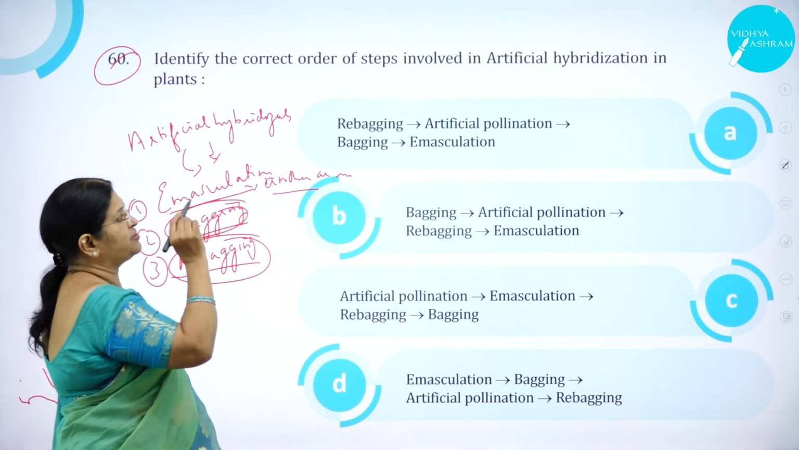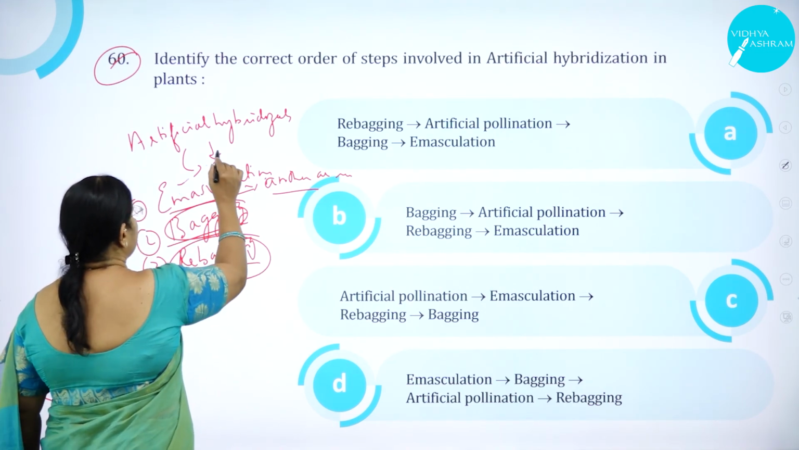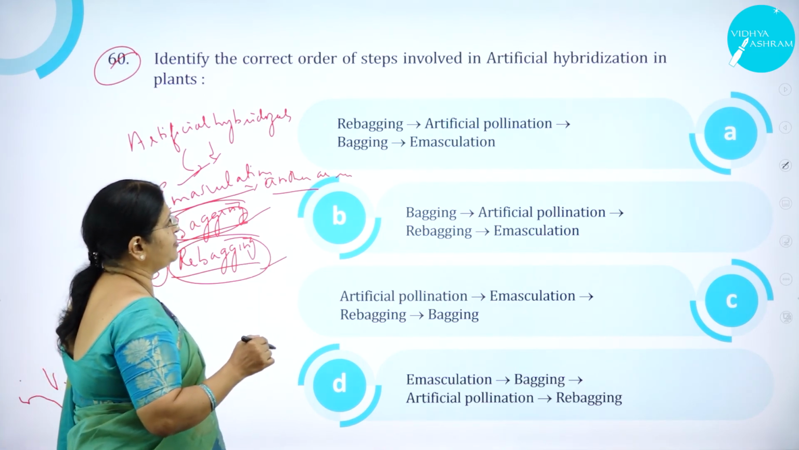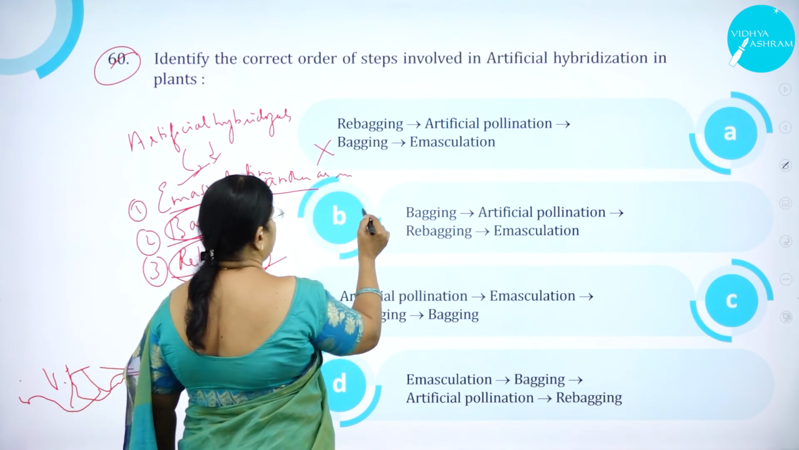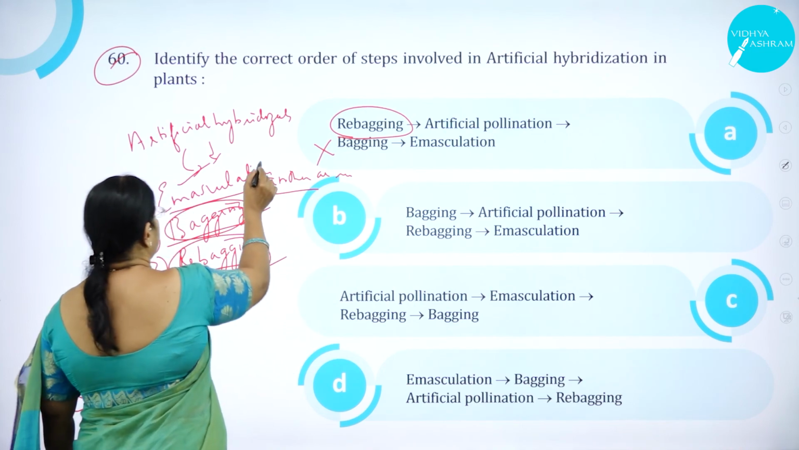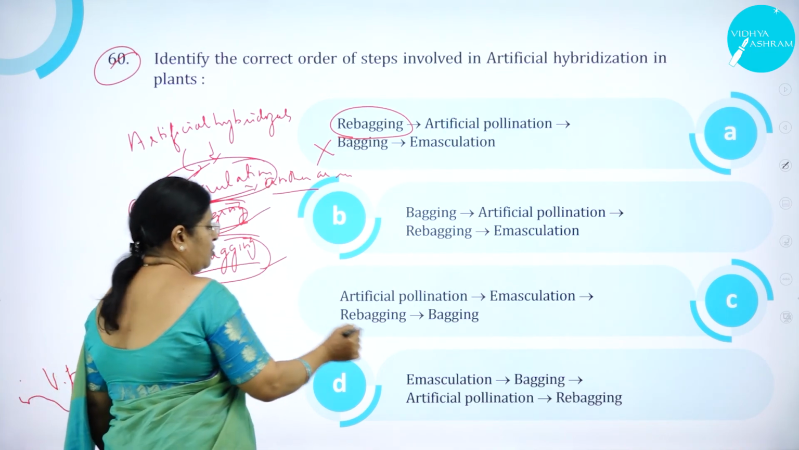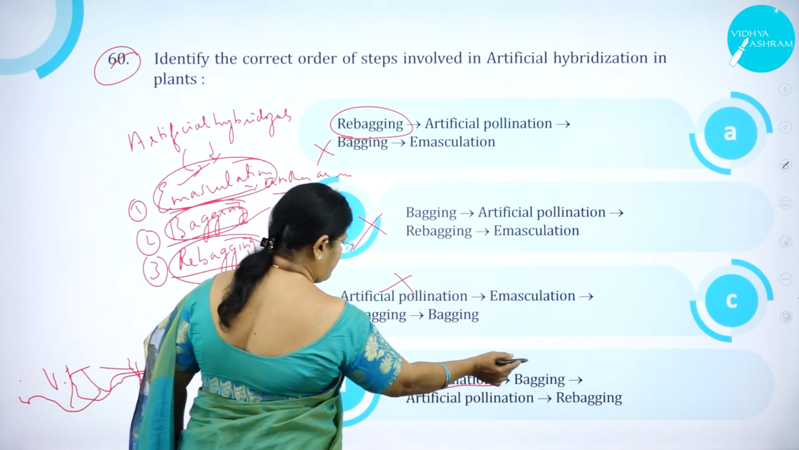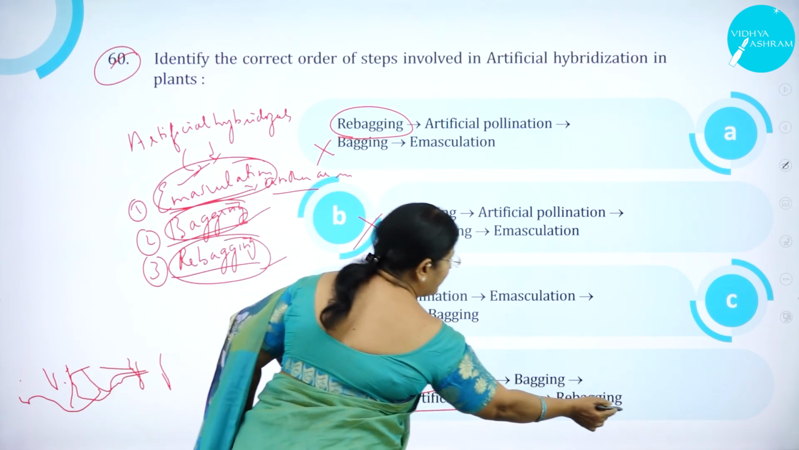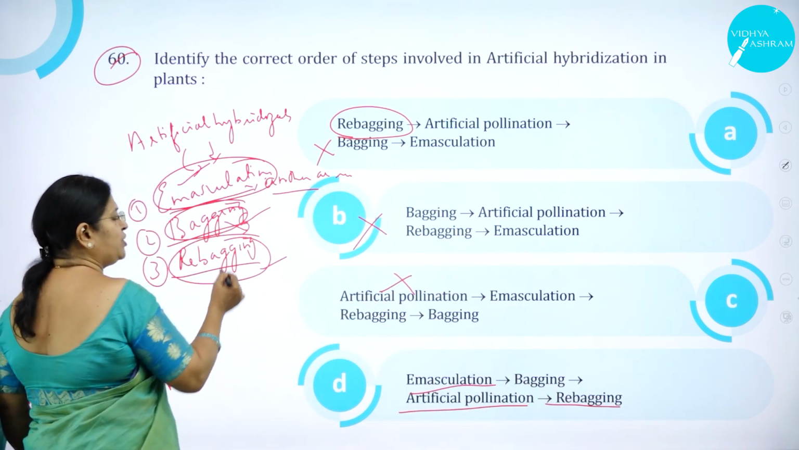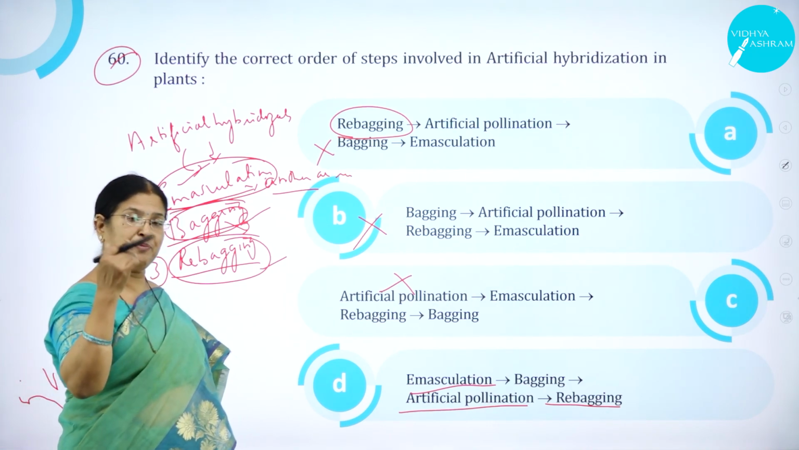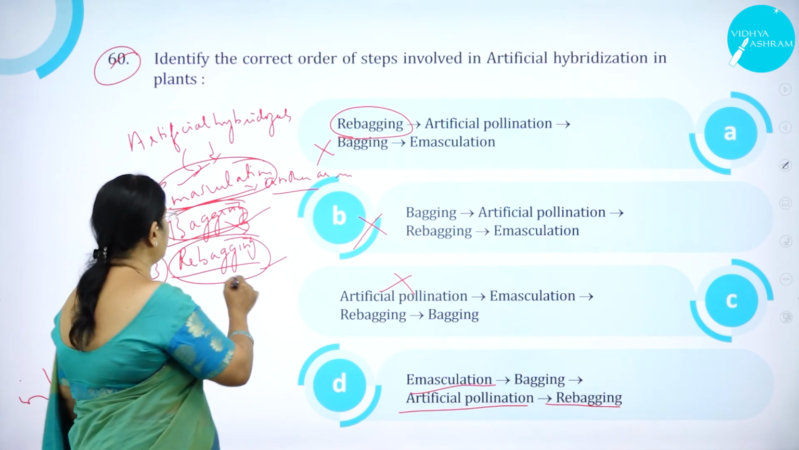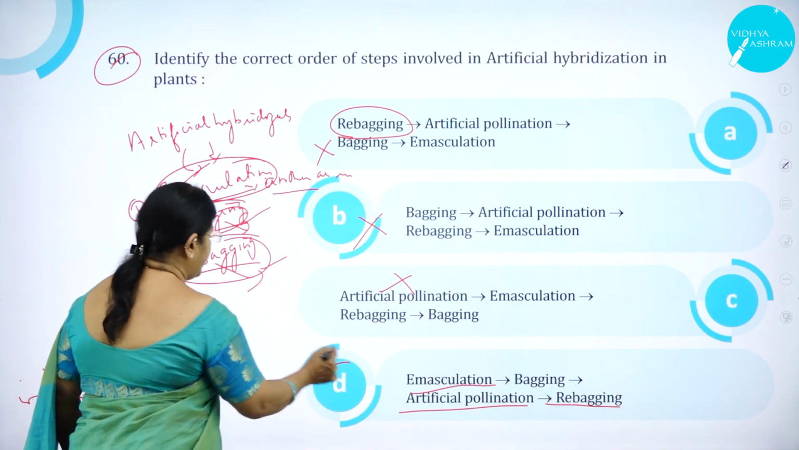So what is the correct order of steps involved in artificial hybridization? Emasculation, bagging and rebagging. So what is the first option? Option A, rebagging, artificial pollination, bagging, emasculation. Wrong. The first answer itself is wrong. First one is what? Emasculation. Where do you come across? Only here. Here also you don't come across, here also you don't. So emasculation, bagging, artificial pollination and rebagging. After bagging, what do we do? You do artificial pollination. You take the pollen grains of your desire and you dust it on the stigmatic surface of the female flower. And then again you rebag it. So option D is correct.